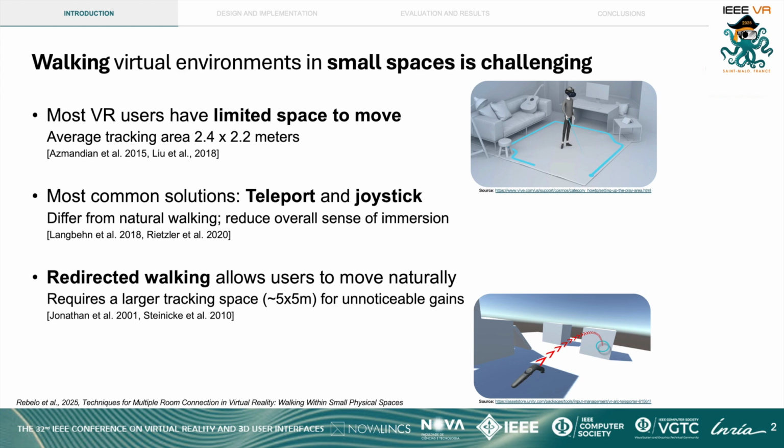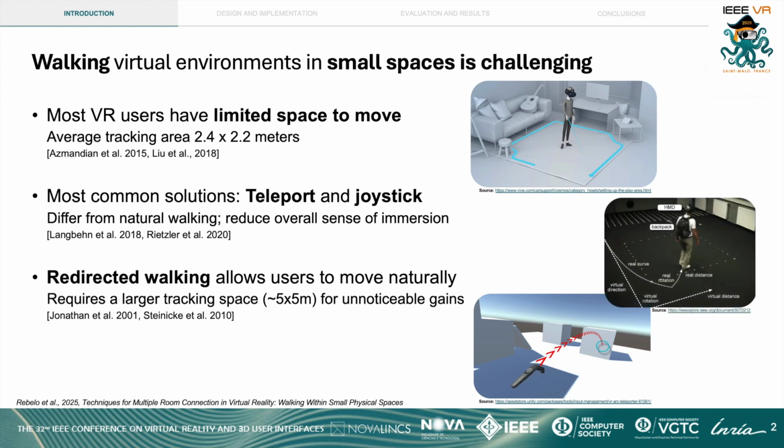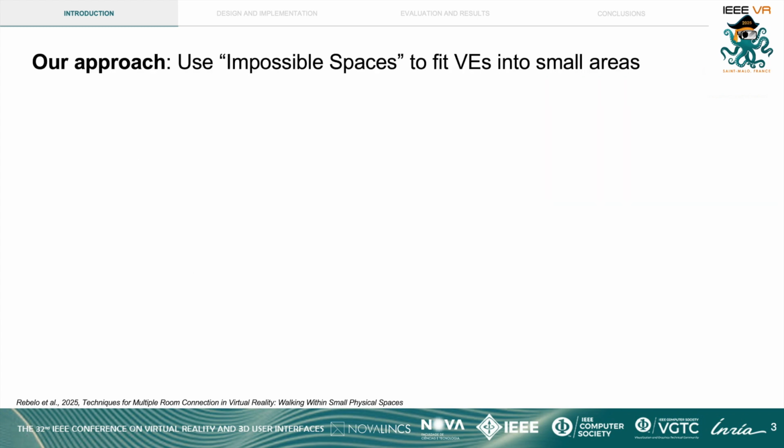Redirected walking provides a more natural movement experience, but it requires significantly larger spaces, around 5 by 5 meters, to remain unnoticeable. This raises the question, how can we enable natural walking in VR when physical space is limited?